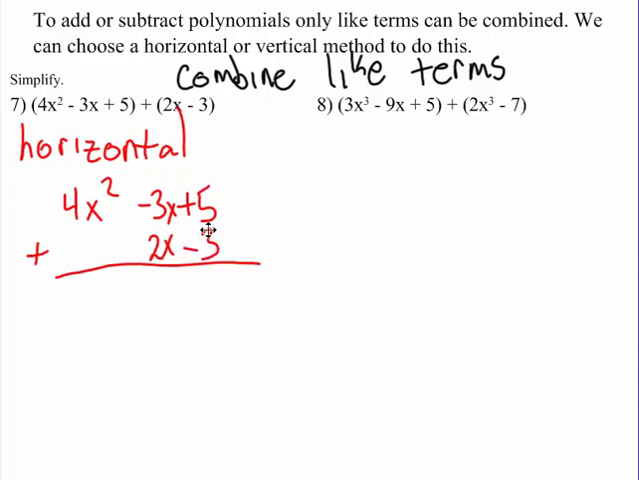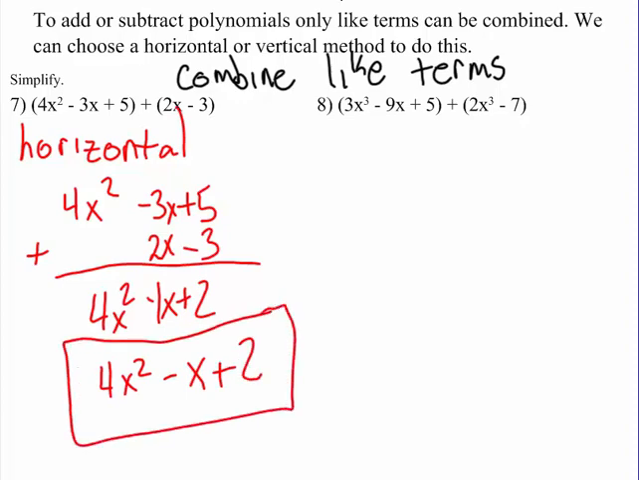Okay, now we just add this, so 5 plus a negative 3 is 2. Negative 3x plus 2x is negative 1x. Okay, and then 4x squared plus 0 is 4x squared. So our final answer is 4x squared minus x plus 2.